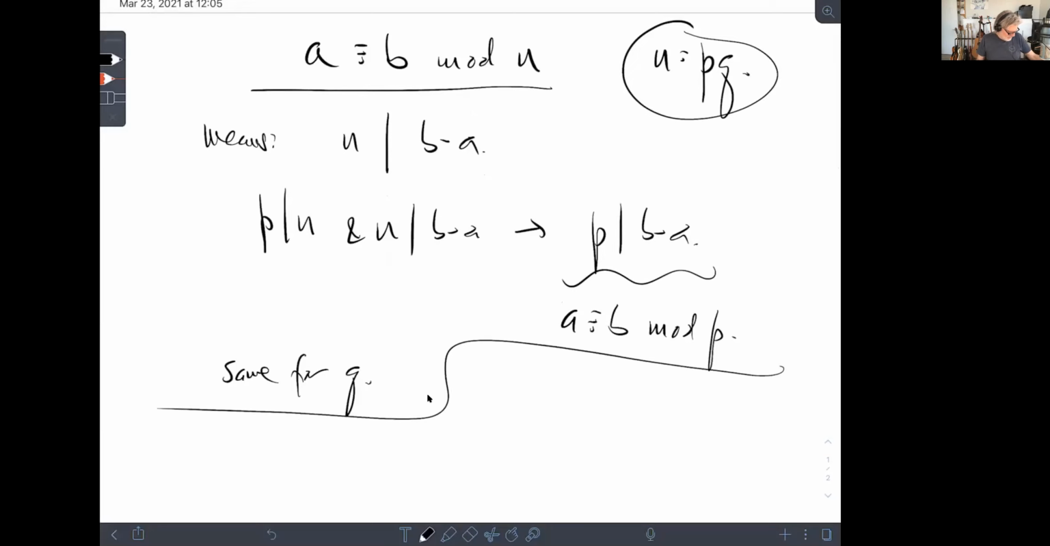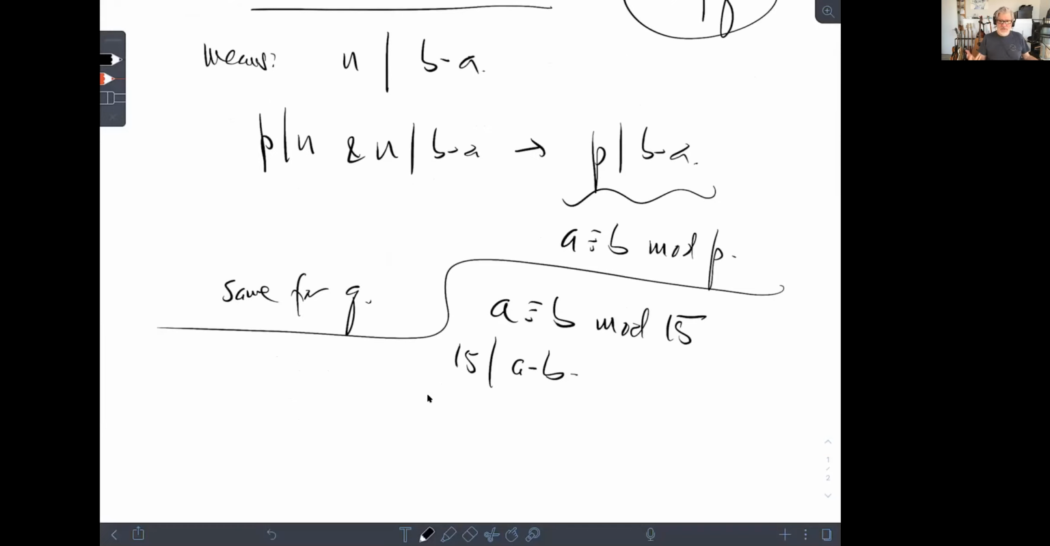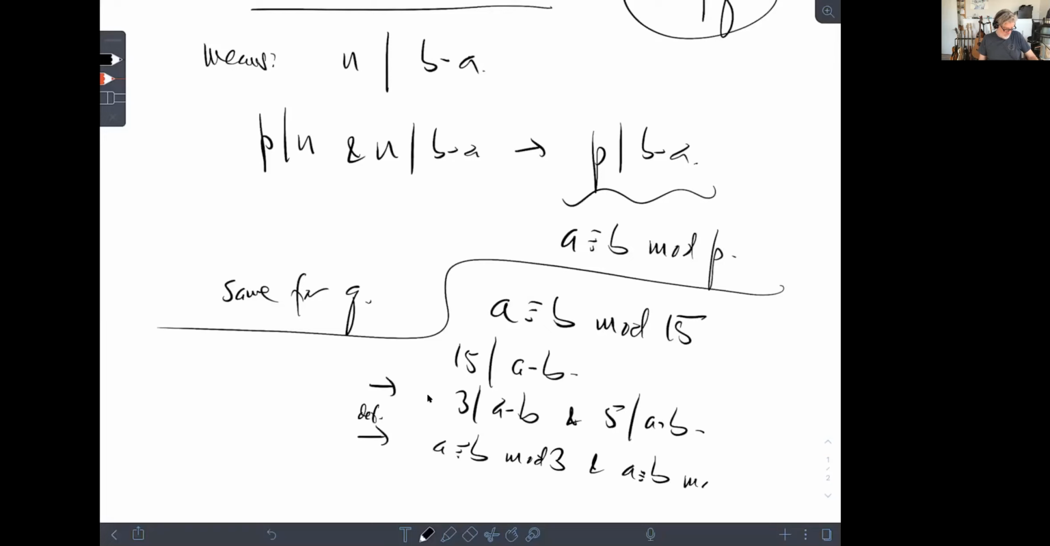Would an example help? A is congruent to B mod 15. This means that 15 divides A minus B. So A minus B is a multiple of 15, so it's also a multiple of 3, and it's also a multiple of 5, for sure. So by definition, A is congruent to B mod 3, and mod 5.